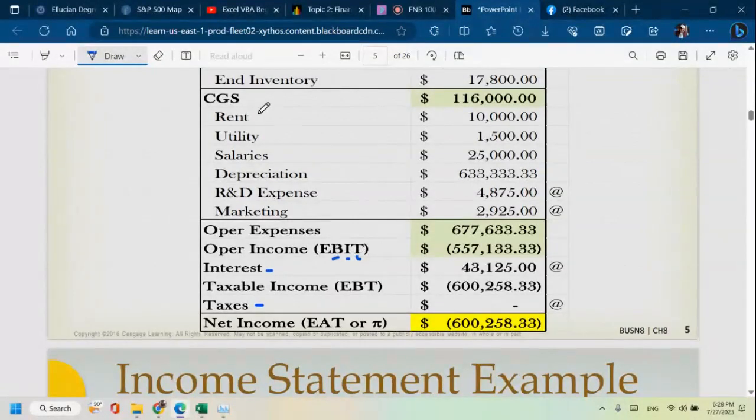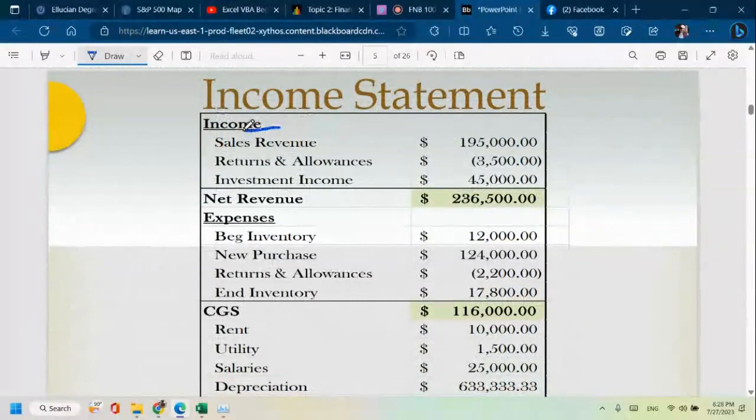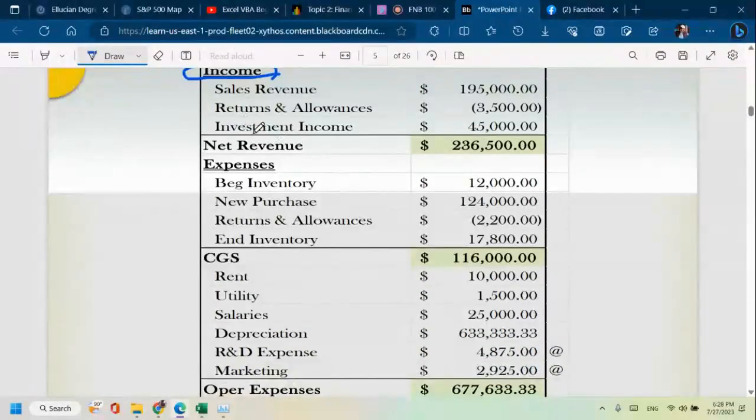Does that make sense? Is it the same as gross income? No, no. Gross income is this one, before expenses. And once you take out returns and allowances, then it's called net revenue, right?